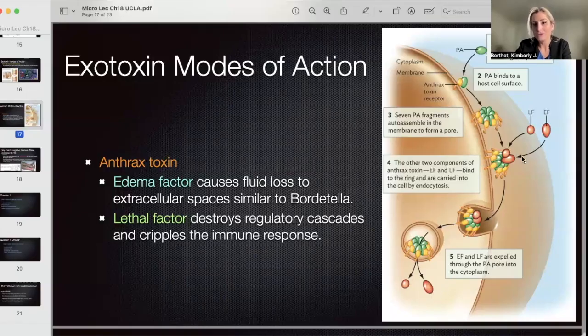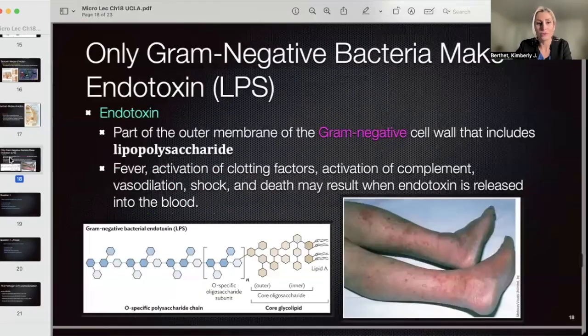So what these actually do, the EF that we see here, the edema factor, causes fluid loss. So we can see that the cell is going to lose fluid into the extracellular space, so cells can die from this. And then we see a lethal factor as well that can destroy the regulatory cascade of the immune system. So it prevents the immune system from alerting that there is a problem, that there is an invader. So the edema factor can continue as the lethal factor prevents the immune system from catching this reaction. So that's how anthrax toxins work.